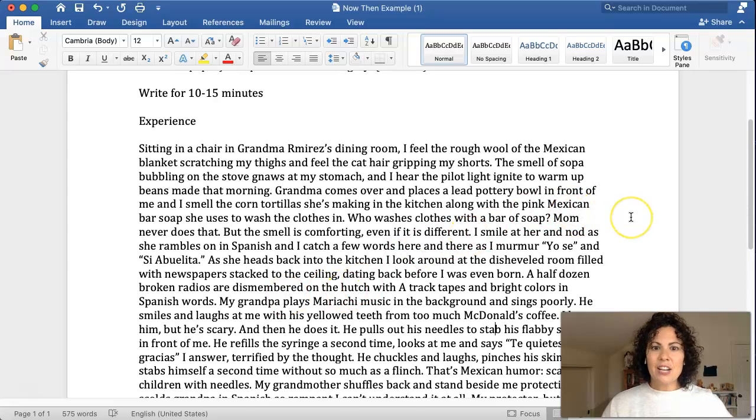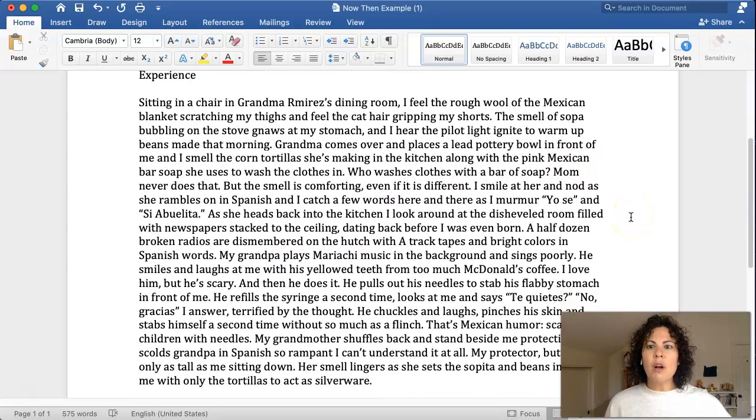Sitting in Grandma Ramirez's dining room, I feel the rough wool of the Mexican blanket scratching my thighs and feel the cat hair gripping my shorts. The smell of sopa bubbling on the stove gnaws at my stomach, and I hear the pilot light ignite to warm up the beans made that morning. Grandma comes over and places a lead pottery bowl in front of me, and I smell the corn tortillas she's making in the kitchen, along with the pink Mexican bar soap she uses to wash the clothes in.